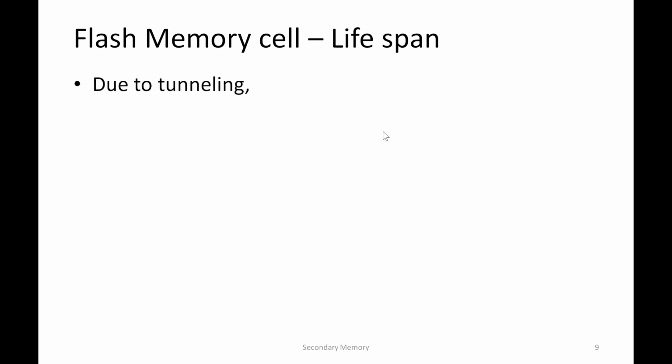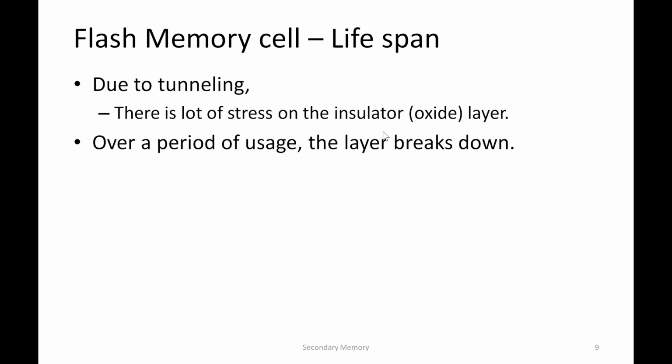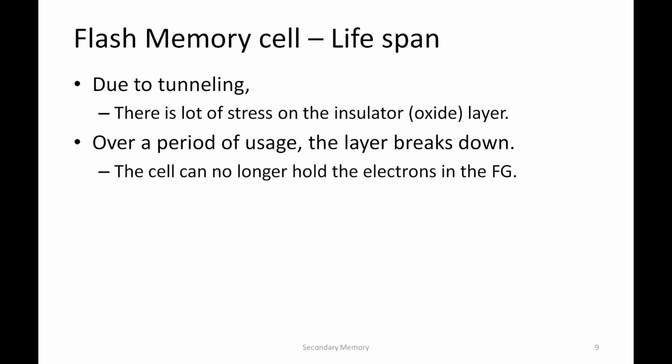Now, because of tunneling through the silicon dioxide layer, it undergoes a lot of stress, and over a period of usage, this layer breaks down. What it means is the floating gate will not be able to hold the electrons, and the cell can no longer be programmed or erased. So it becomes useless.